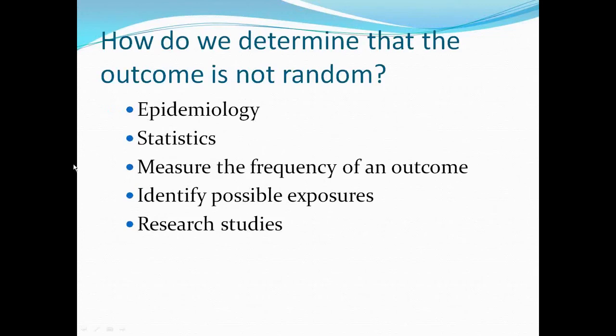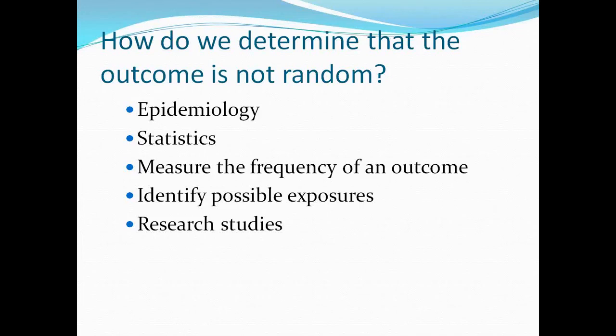So I just want to talk about how we determine that an outcome is not random. We use epidemiology and statistics to measure the frequency of an outcome in a defined population so that we can identify exposures that increase risk, and then we try to develop research studies to reduce risk and outcome in the community.